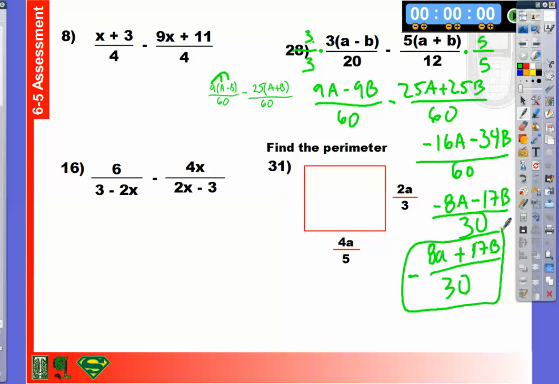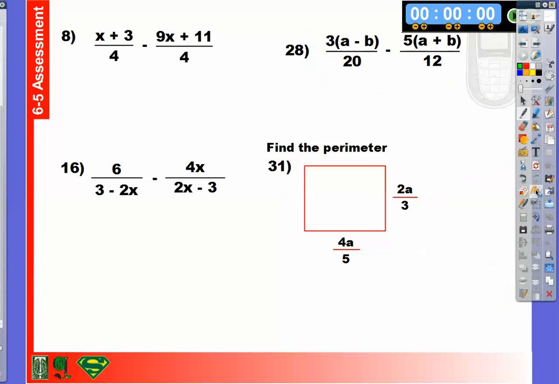All right, and finally, our last problem. We're finding the perimeter. Now, obviously, the perimeter is twice the length plus twice the width. That's the perimeter, right? Yeah. So, what is twice 2a? 4a. So we have 4a over 3. What is twice of 4a?